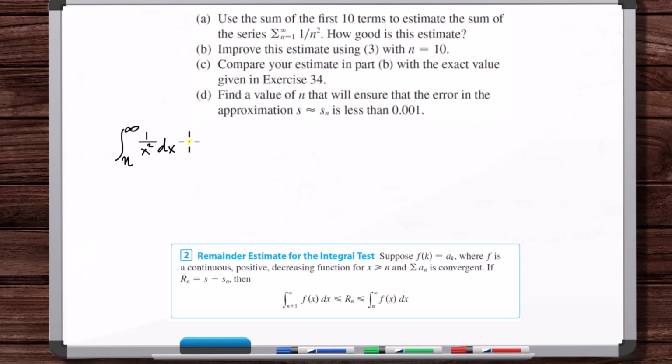But we would have to, okay, we could just stop here and say this needs to be equal to 0.001. Solve for n, and as long as n is equal to or greater than that value, then the error will never be any larger than this.